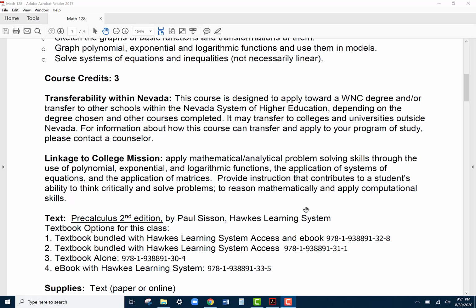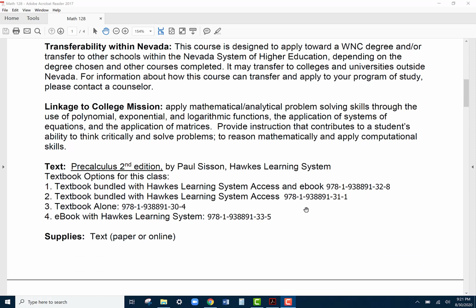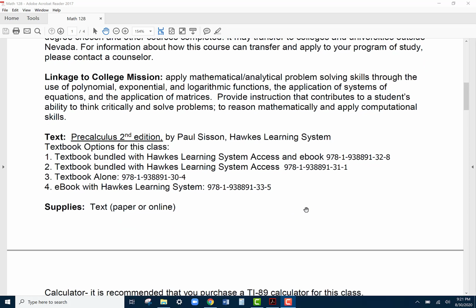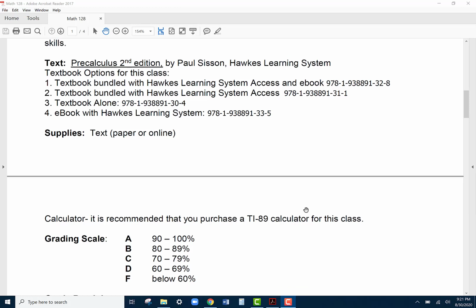Linkage to college admission: apply mathematical, analytical problem-solving skills through the use of polynomial, exponential, and logarithmic functions and application of systems of equations, and the application of matrices. Provide instruction that contributes to a student's ability to think critically and solve problems, to reason mathematically, and apply computational skills. The textbook we're going to use for the class is Pre-Calculus 2nd edition by Paul Sison.